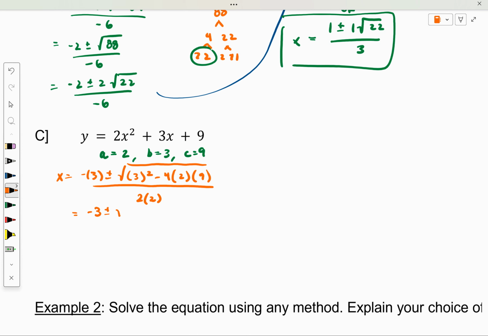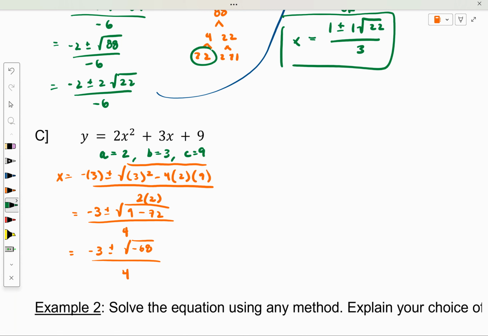So negative 3 out in front, 9 there for 3 squared, and then 4 times 2 times 9, that's going to give us 72. And then here 2 times 2 on the bottom is 4. So negative 3 plus or minus the square root, what we'll get there is actually negative 63 and over 4.